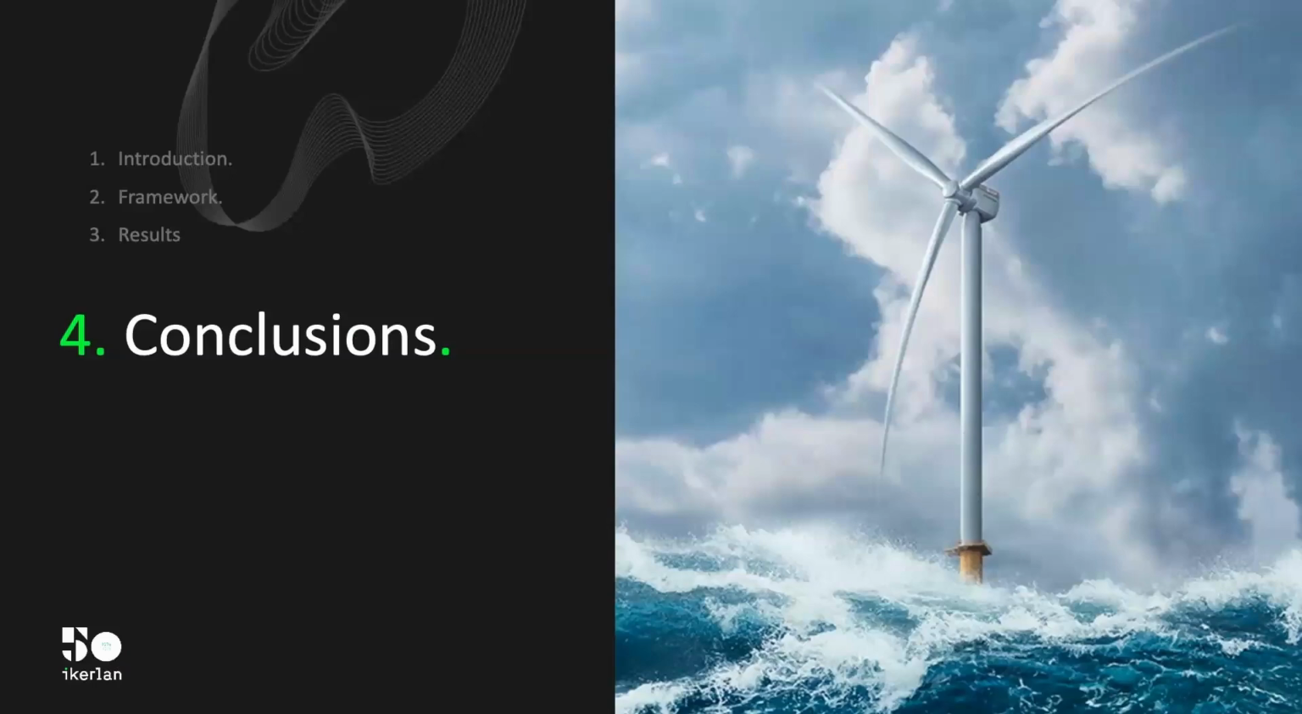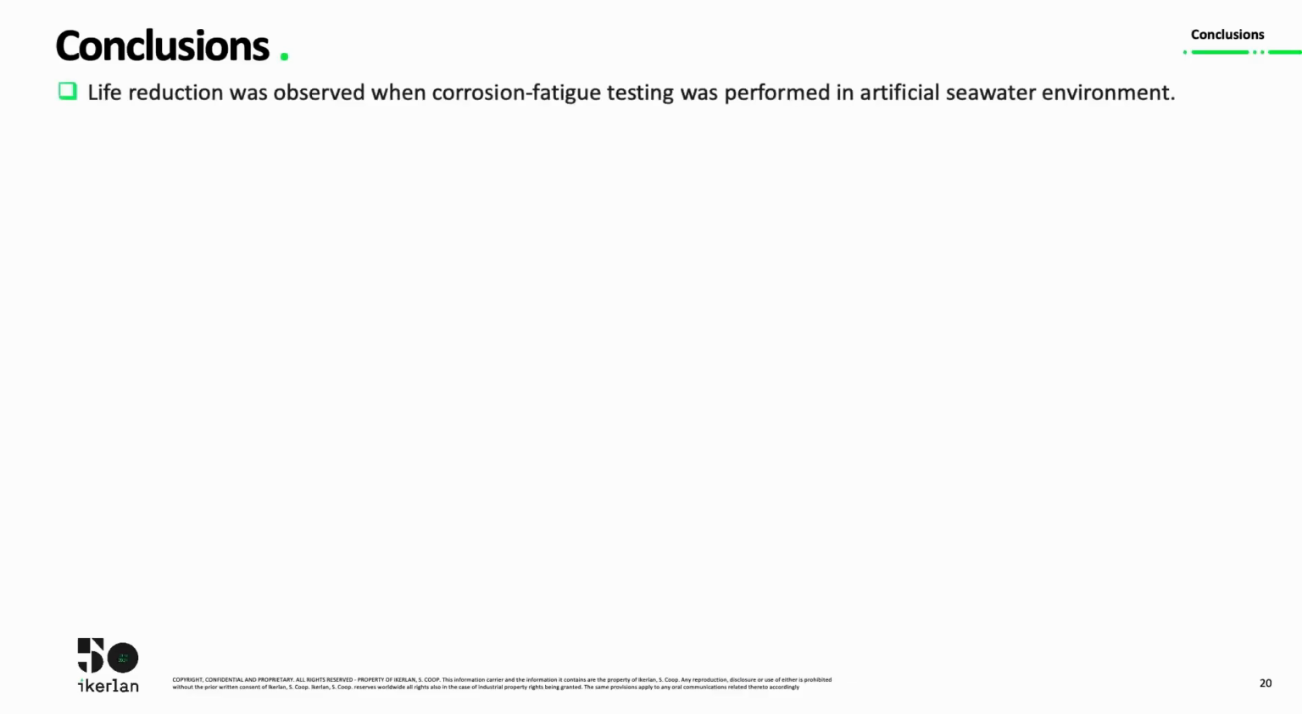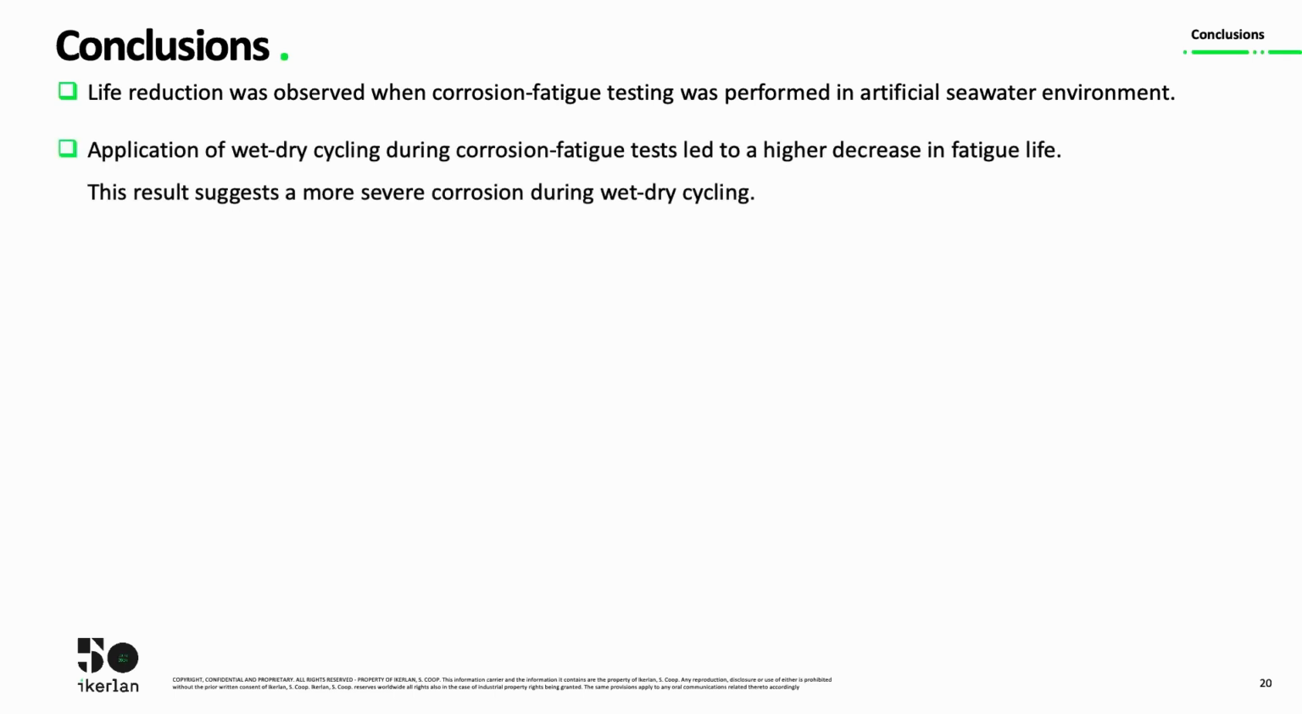Now I will conclude my presentation with the conclusions, and we can say that life reduction was observed when corrosion fatigue testing was performed in an artificial seawater environment. The application of wet and dry cycling during corrosion fatigue tests led to higher degradation in fatigue life. These results suggest a more severe corrosion during wet and dry cycling.